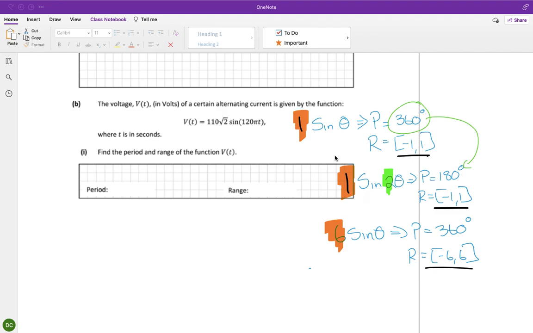Essentially what we have here is 120 pi times t. So the variable has been multiplied by 120 pi. The fact that it has a pi means it's radians. So instead of 360, we use the radians version, which is 2 pi. So the period should be 2 pi. We divide it by whatever the angle has been multiplied by. So we divide it by 120 pi. They cancel, and that gives us 1/60.